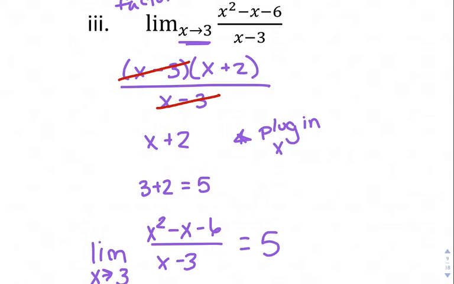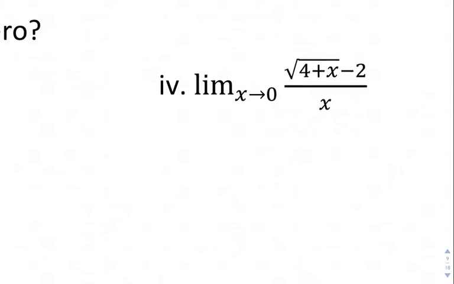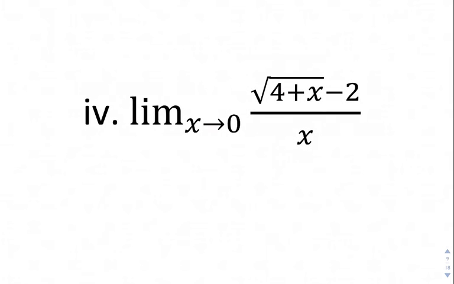So that's one way. So like I said, if you plug in your x value, you get a 0 on the denominator. Look to factor first. So if you factor, then something's going to cancel out, and then you can plug in your x value and simplify. Now, the other case is, well, what if nothing factors? And usually there's a radical there.